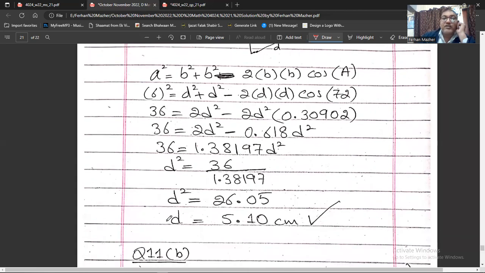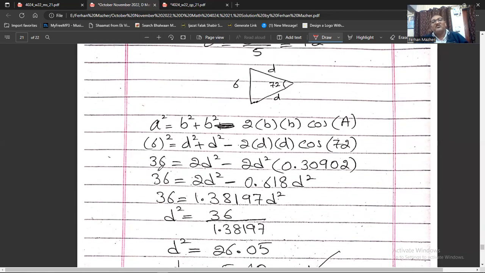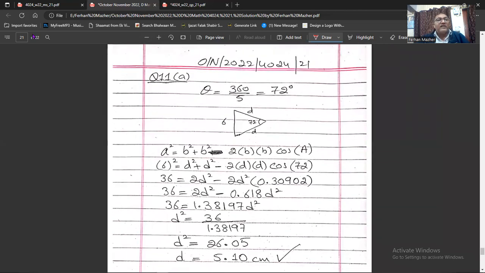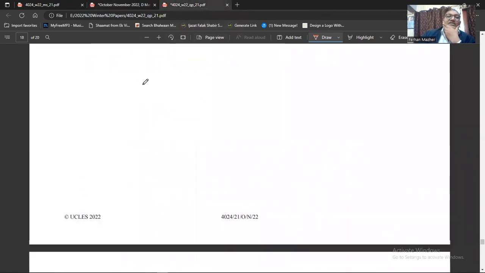So you will have D square equals 36 divided by 1.38197. So that will be 26.05. Take square root on both sides. So D will be equal to 5.10. This is how you will prove this. And let me show you the whole thing. So that was the question to be proved, and our answer is the same. Okay, so that was a 3 marks question.